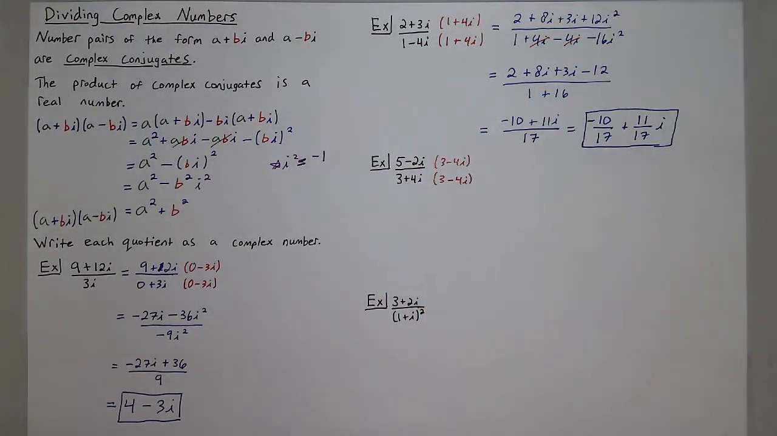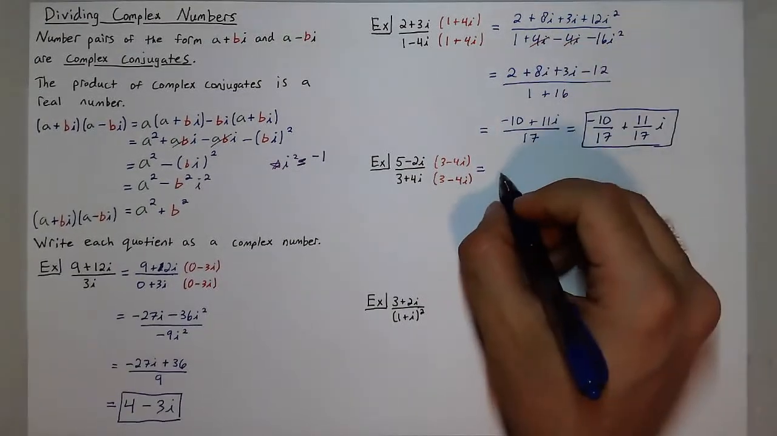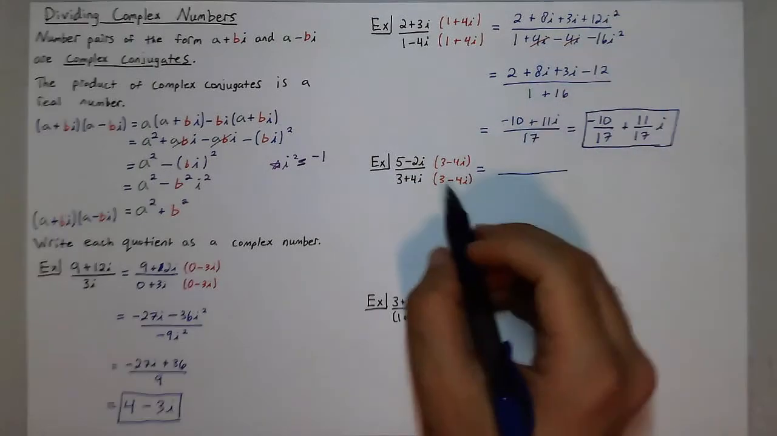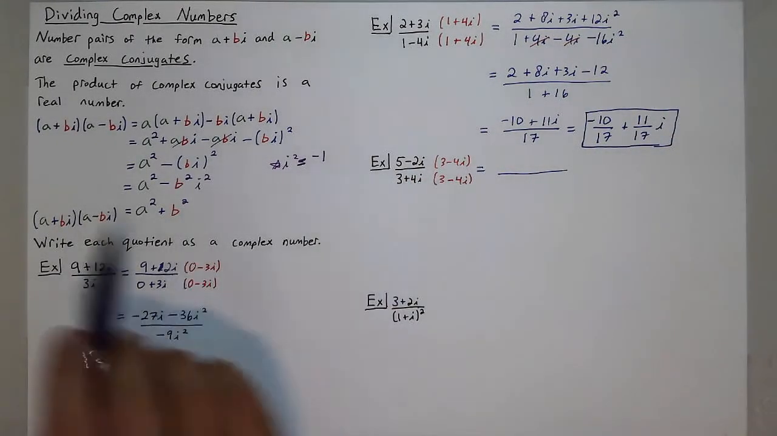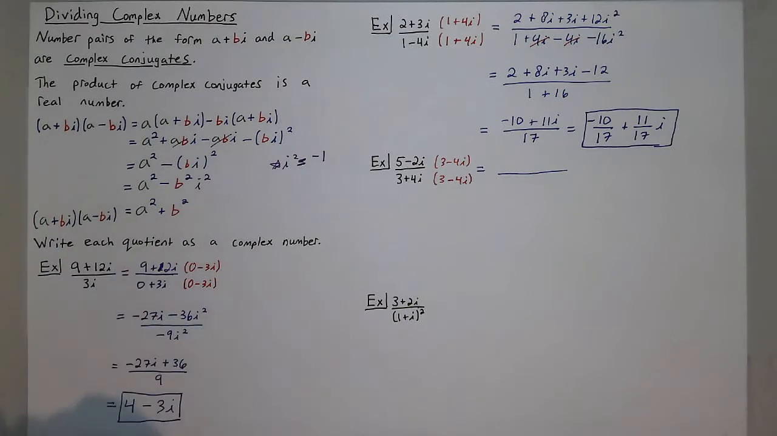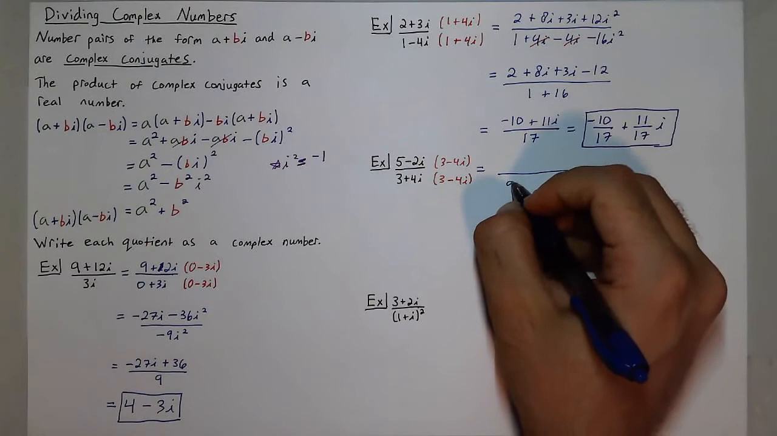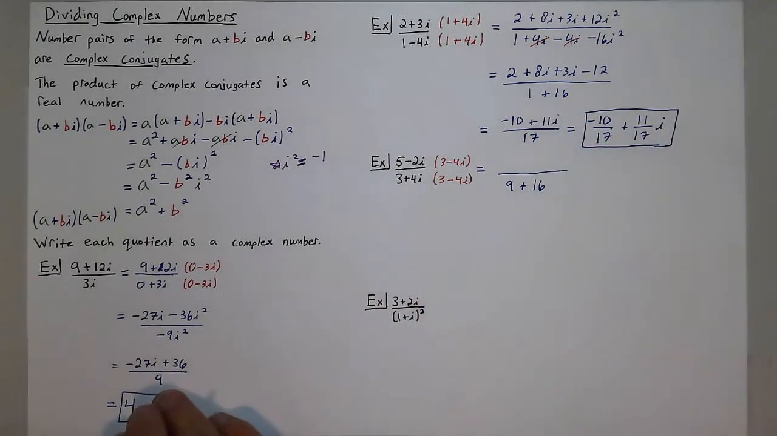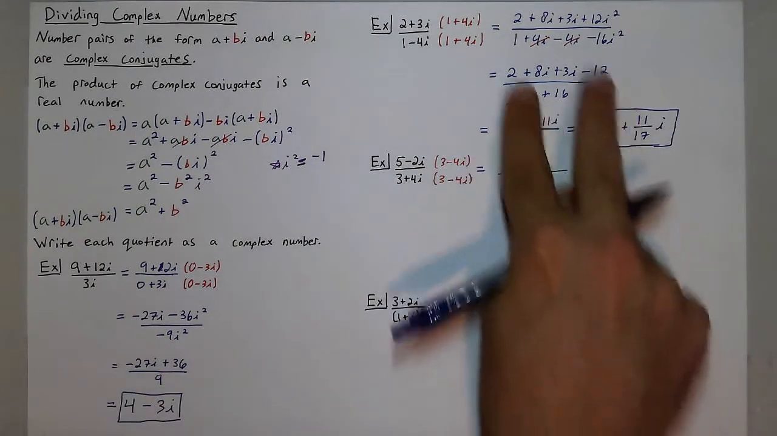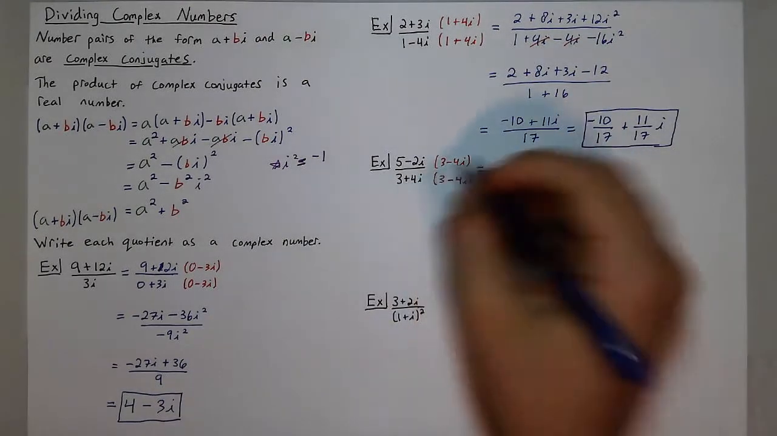But now instead of going through the long-winded process of distributing, I'll still have to do it for my numerator, but my denominator, I know it's just going to be a squared plus b squared. So 3 squared would be 9 plus 4 squared, which is 16. If I multiplied it all out, that's what I would get. So it's really convenient. Now my numerator, I still have to distribute.